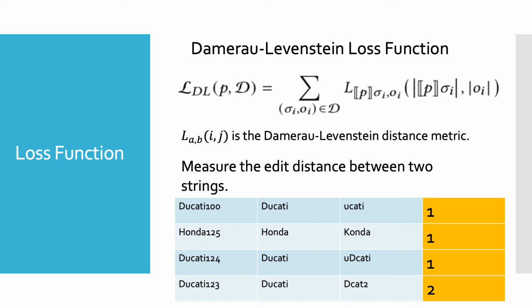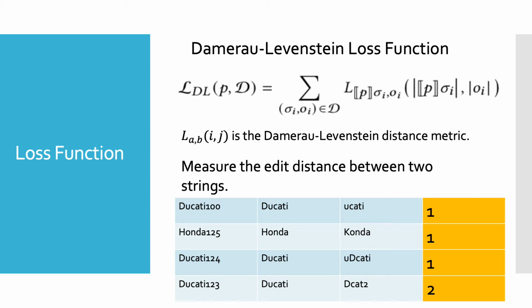The next one is the Damerau-Levenshtein loss function. This loss function is specifically constructed for programs which work on strings. It uses the Damerau-Levenshtein distance metric to calculate the edit distance between the program's output and the corrupted output. The Damerau-Levenshtein distance is widely used in string processing because it catches a large number of typing errors humans make. The Damerau-Levenshtein distance is the minimum number of deletions, insertions, substitutions, or transpositions required to match two strings.